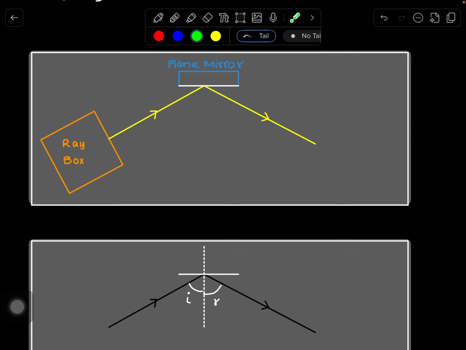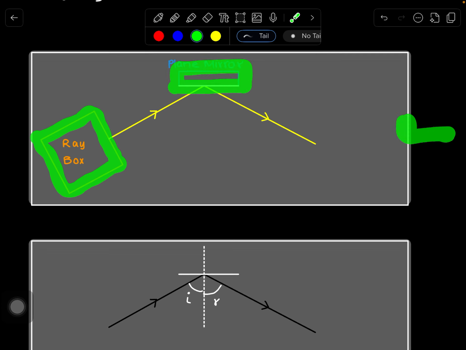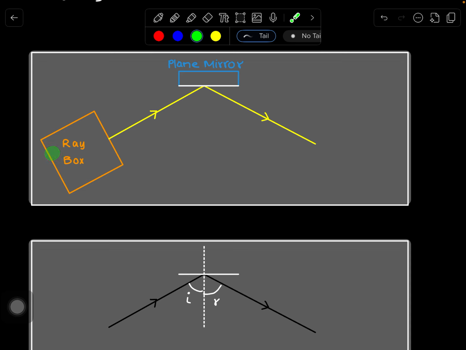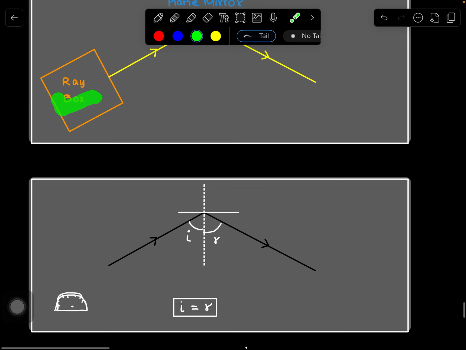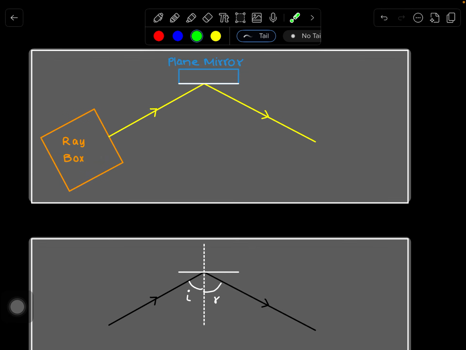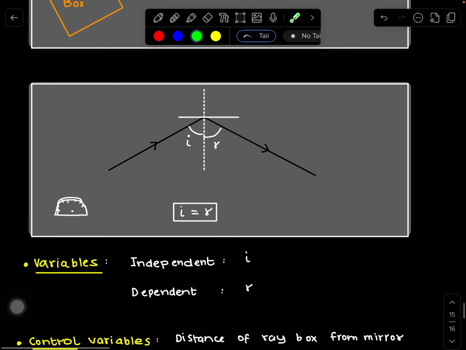So, place your ray box on the side and a plain mirror on the white paper. Turn the ray box on and let the beam be reflected from the mirror. Okay? Then trace the beam of light and also mark the position of the placement of the mirror. Then turn the ray box off and remove it to have more space on the paper. Remove the mirror as well to have more space on the paper. And then use a protractor to measure the angle of incidence and the angle of reflection.